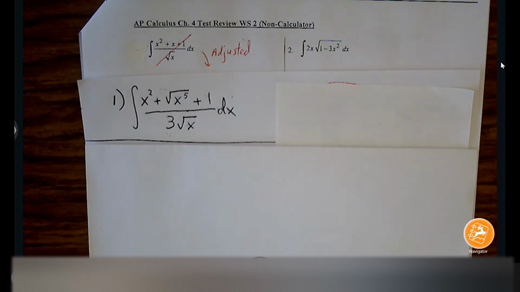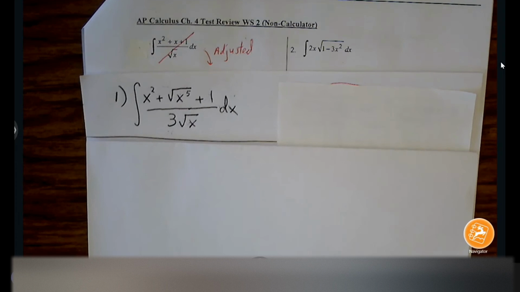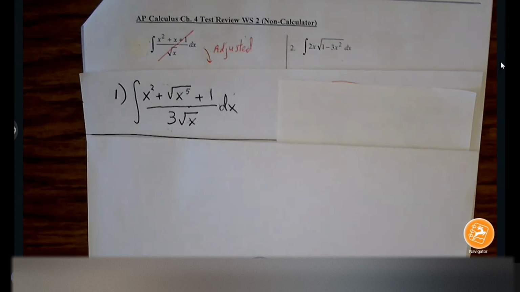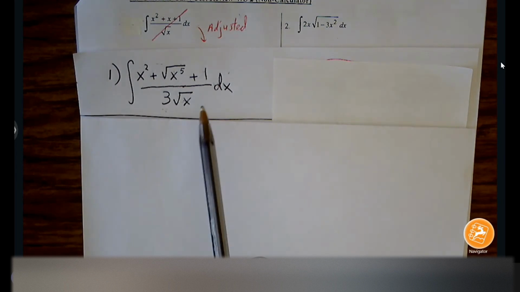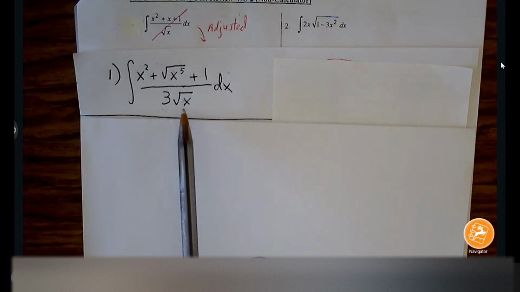So I'm going over worksheet 2, but I'm adjusting some of the problems here. This is number 1. If you can adjust that problem here, this is a denominator. I'm making it 3 root x, and then the middle term, I'm making it square root of x to the 5th. This similar problem showed up on your quiz, and there were enough common mistakes that I saw that I want to address it.